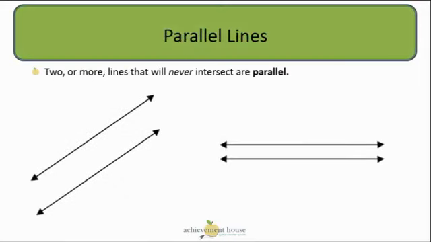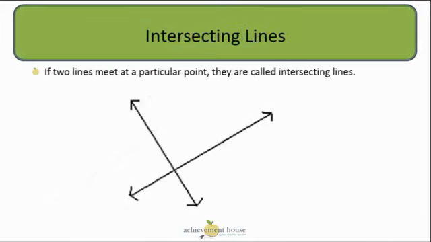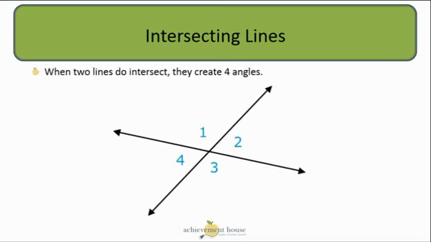Let's first talk about lines that never intersect, meaning they'll never touch each other. If two or more lines never intersect, they are called parallel lines. When two lines do touch and share a particular point, they are called intersecting lines. When two lines intersect, they create four different angles, as labeled there on the figure.